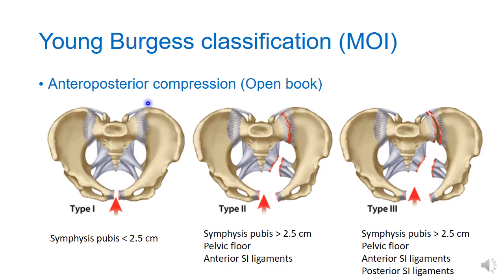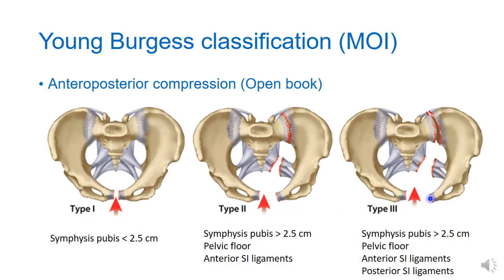So, in the Young-Burgess classification, the direction of injury is either anteroposterior compression, like you are opening the pelvic bone apart like you are opening a book, so it's called open book injuries. And it depends on the amount of injury. If there's just injury to the anterior structures, it will open the symphysis pubis by less than 2.5 centimeters. If the ligaments disrupted are the symphysis pubis ligaments and the pelvic floor ligaments together with the anterior part of the sacroiliac ligaments, but the posterior part is still intact, it will open a little bit more than 2.5 centimeters.